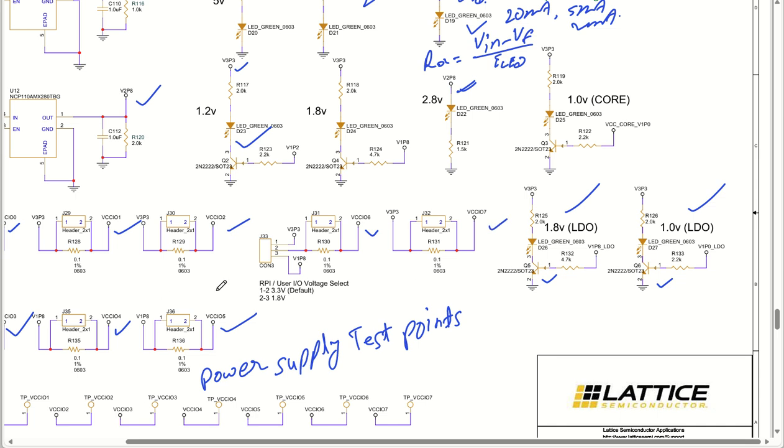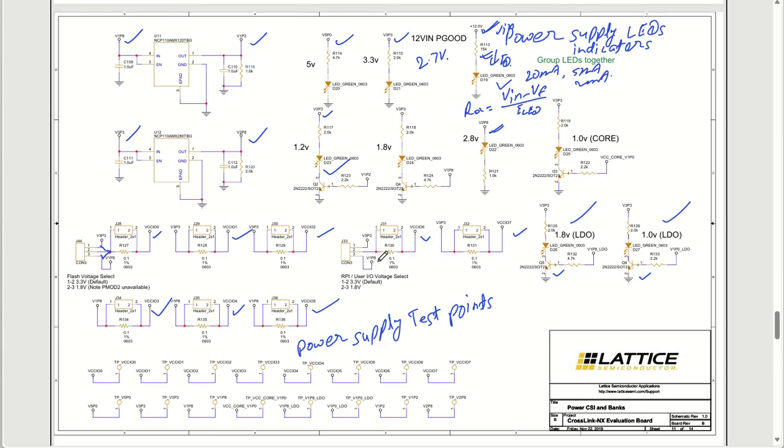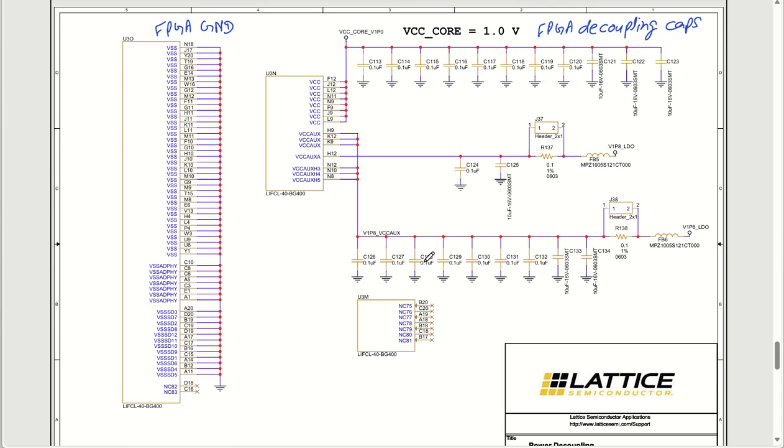So basically all the banks, their voltage levels can be selected between 3.3 volt and 1.8 volt, or otherwise they can be directly connected to 3.3 volt. Okay. So this was the LED indicator for the FPGA board that we are discussing. Now we are going to talk about the FPGA power supply pins.